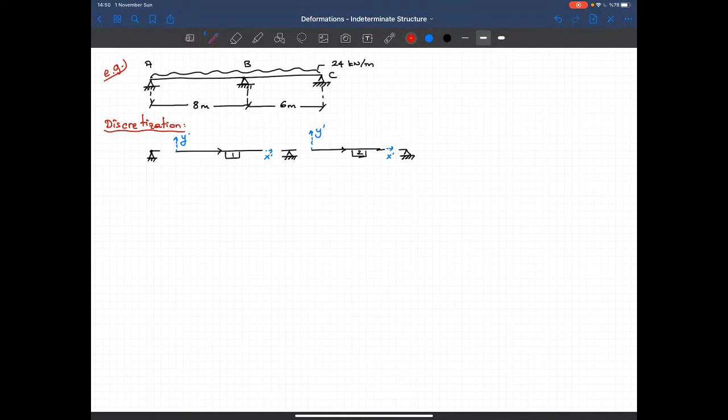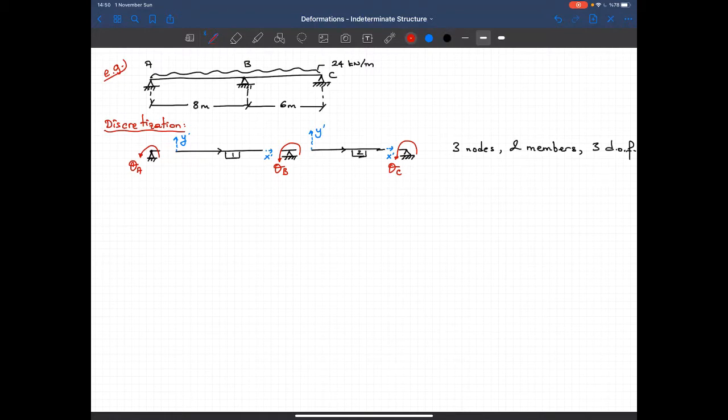And the degrees of freedom are: no translation, rotational degrees of freedom, and rotational degrees of freedom. So in this structure, we say that we have 3 nodes, 2 members, and 3 degrees of freedom.